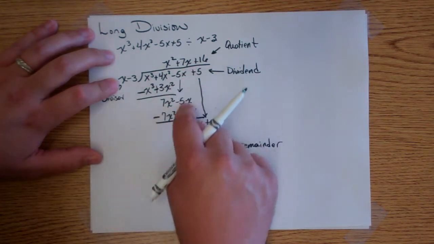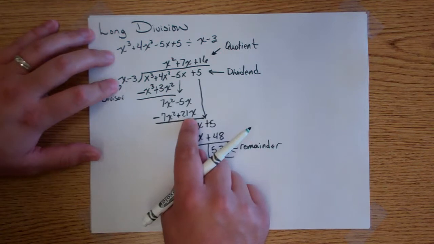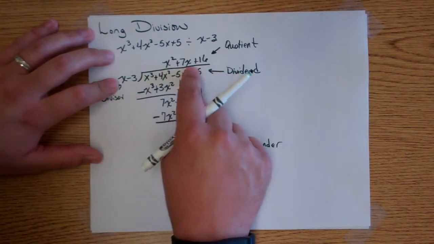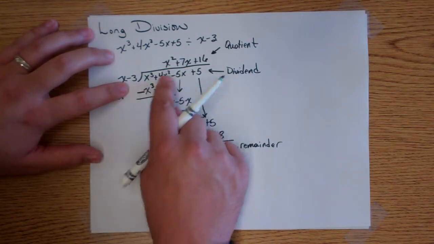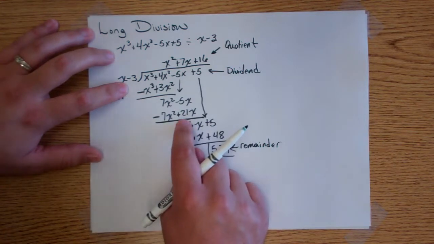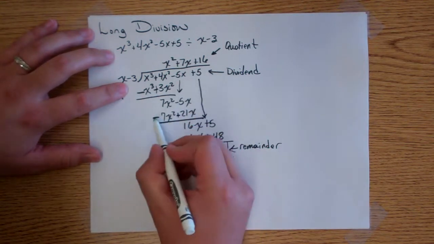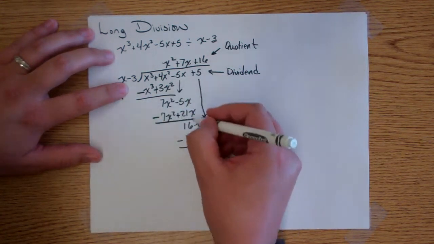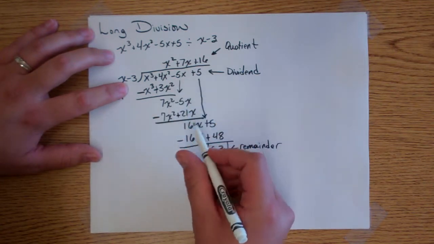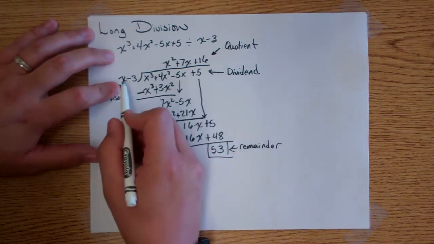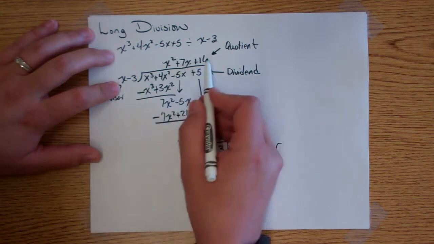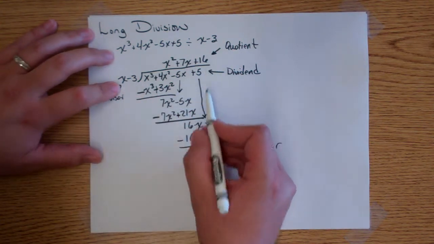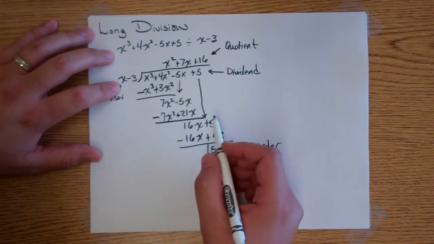Then you bring down the negative 5x down here, and you do the multiplication. So x times 7x is 7x squared. Negative 3 times 7x is negative 21x. Subtract it again, this becomes negative, this becomes positive. So negative 5x plus 21x is 16x. What times x is 16x? Well, the answer is 16. So x times 16 is 16x.